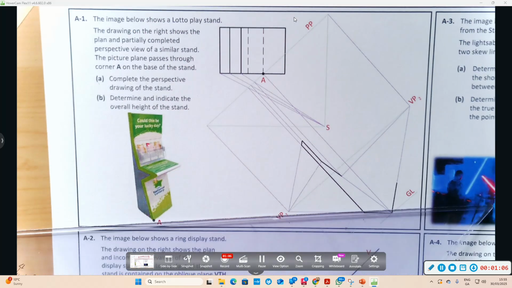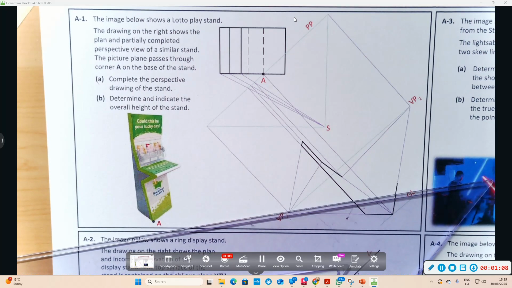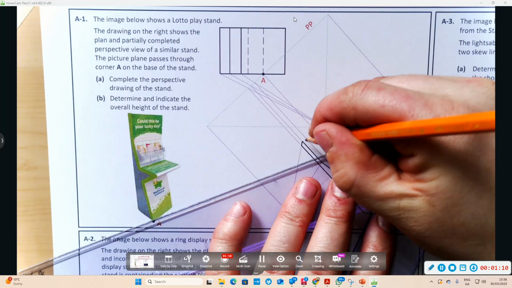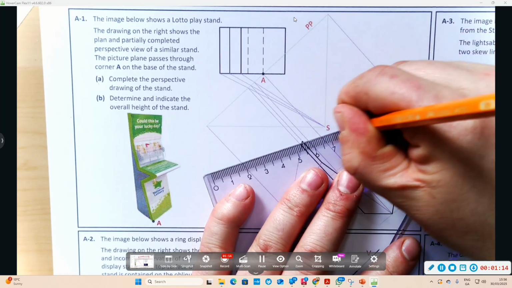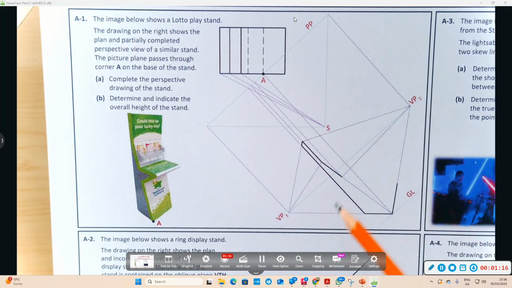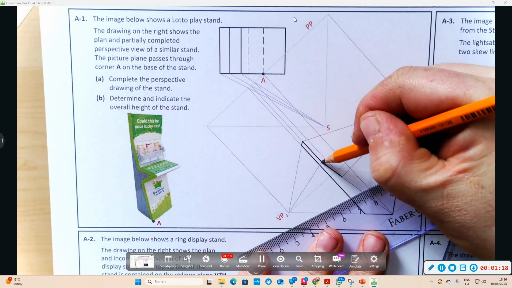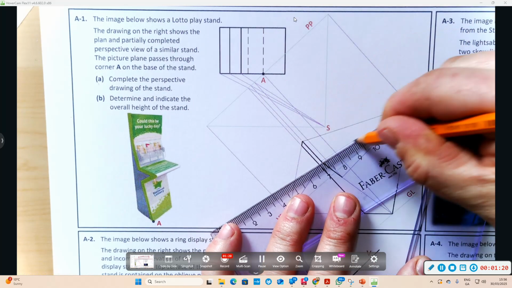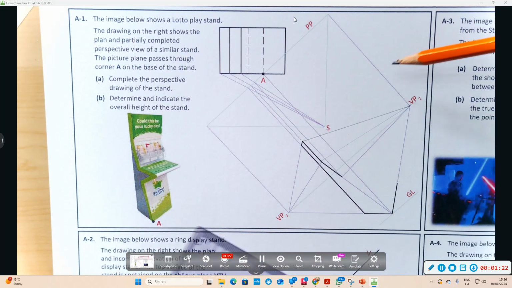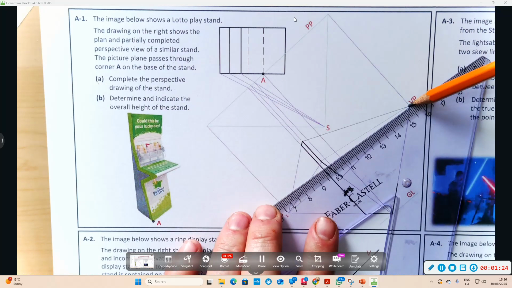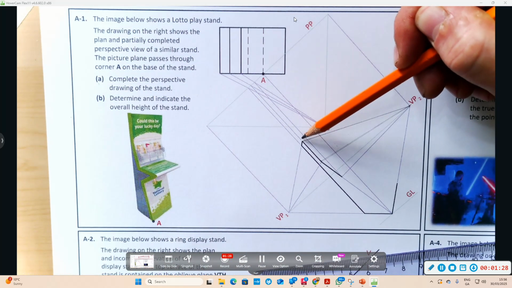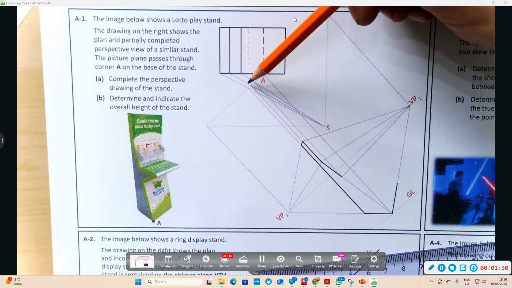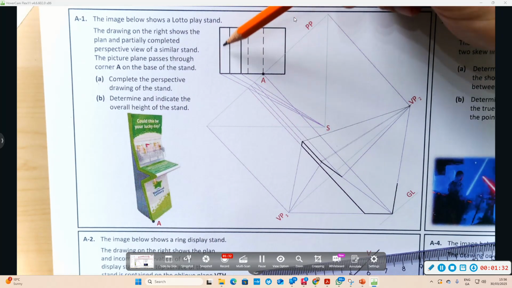Right. So I'm going to take this point to VP2. I'm going to get my set square and join it to VP2. I'm also going to do the same with this point here, joining it to VP2. Now, this isn't an easy question to visualize, right? So I'm going to look at where the base of this is in plan. So I'm going to go backwards up.